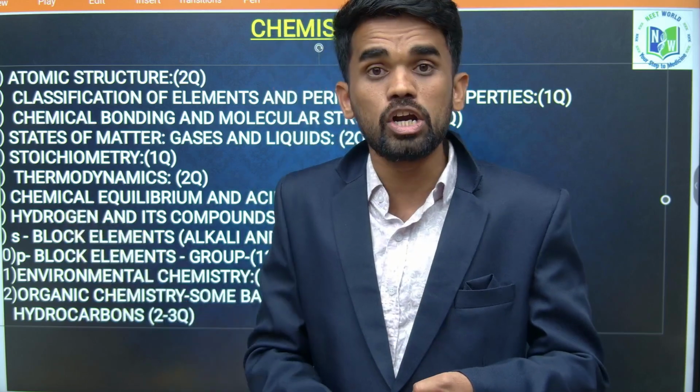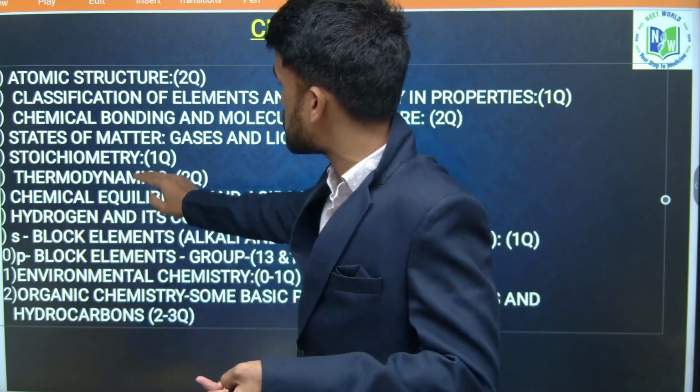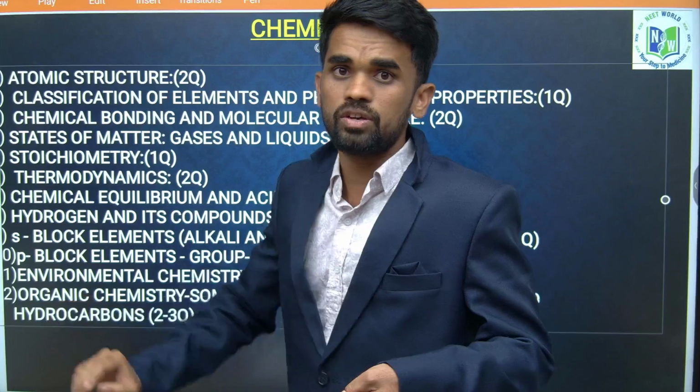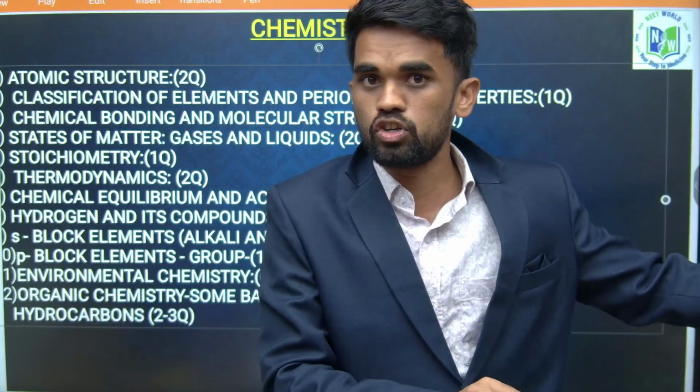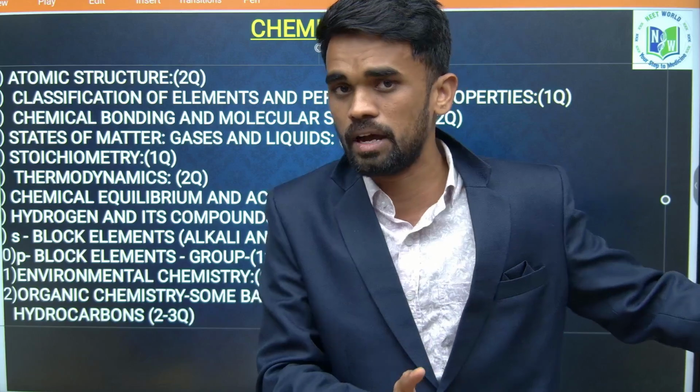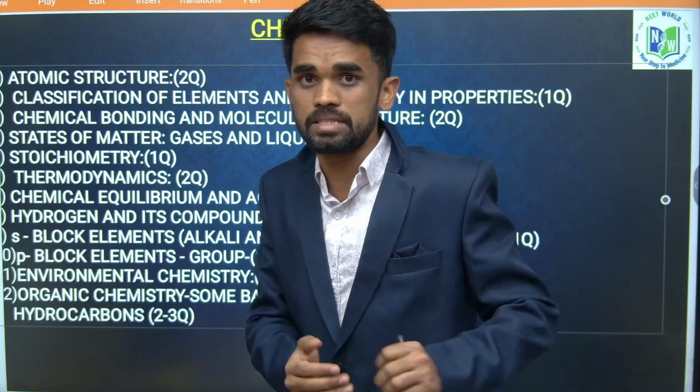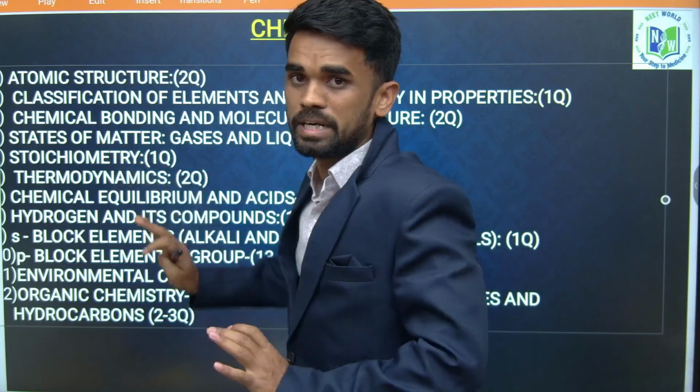And then next, redox reactions. So redox reactions are also included in this stoichiometry. If you are thorough with redox reactions, then only can we move on to the electrochemistry chapter of 12th class, I mean the 12th class chapters, right? So you should be thorough with this stoichiometry also.